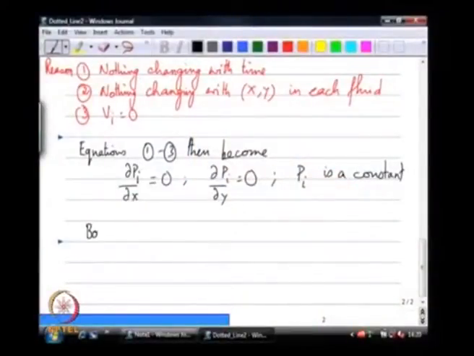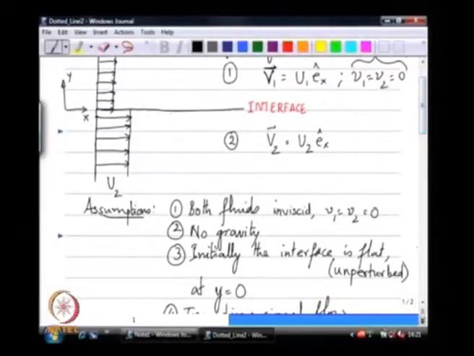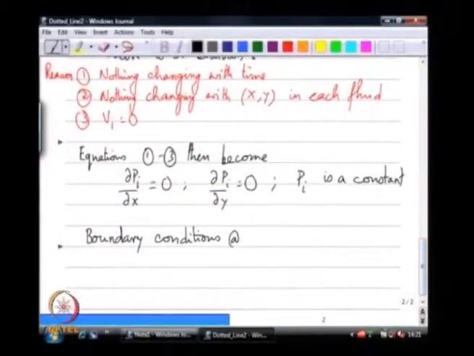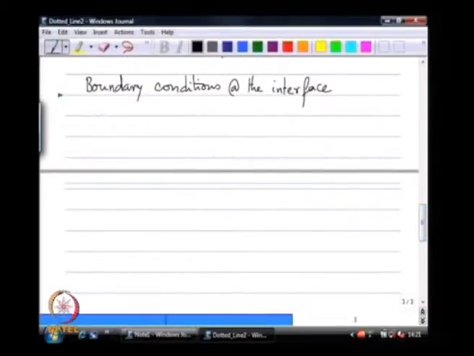Now, I still have not talked of the boundary conditions. Let us see what the boundary conditions are. I do not want to go into the detailed boundary condition right now, except to say that look, I have a flat meniscus. For a flat meniscus to remain flat for all times, you can clearly see that the pressure in fluid 1 and the pressure in fluid 2 have to be equal. So, the boundary condition at the interface can be written as this.